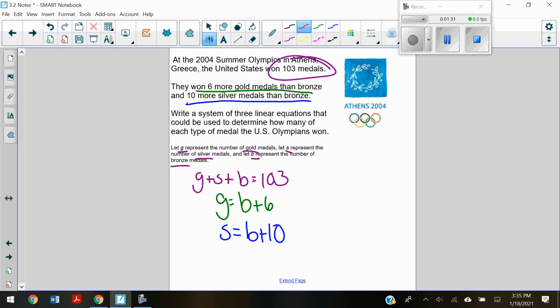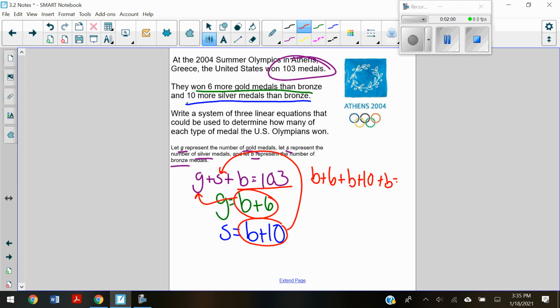Now this one is set up really nicely for substitution. I have a G equals, so I'm going to plug that into the first equation. And I have an S equals, so I'm going to plug that into the first equation. Now word problems tend to, not always, but tend to have some type of a substitution to it. So instead of G, I'm going to put B plus 6. And instead of S, I'm going to put B plus 10. And then I just carry right on with the rest of this.